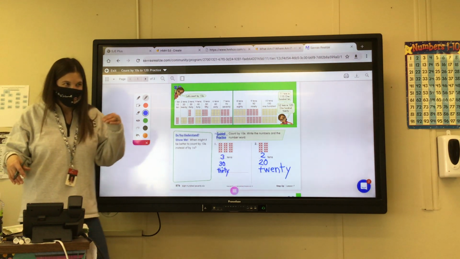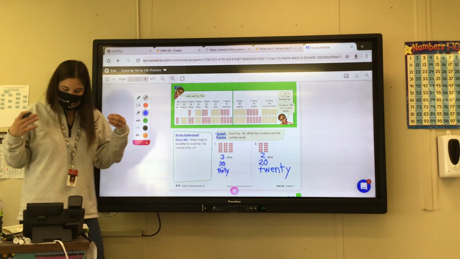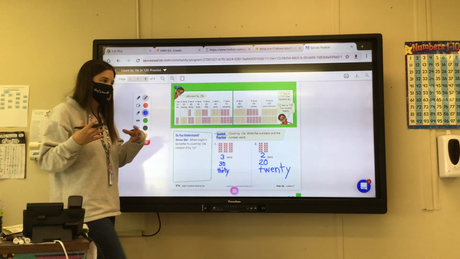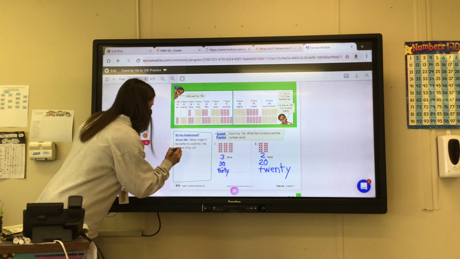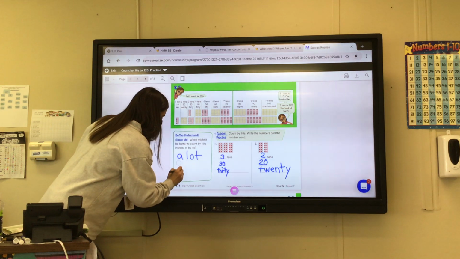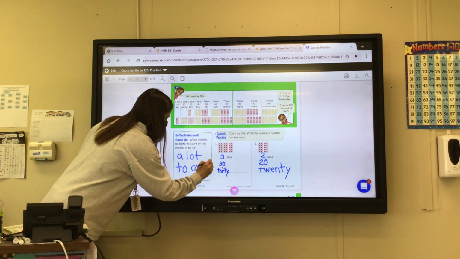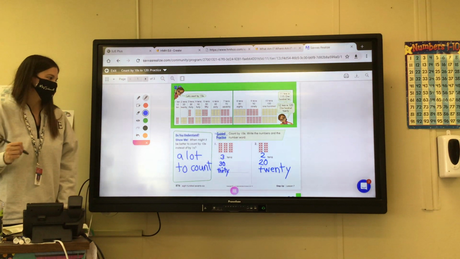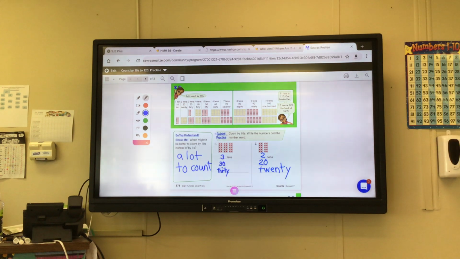Okay, so I liked what Madeline said, if you're in a rush, yes, count by 10s. But also if there are a lot of things, you can make groups of 10s. So when there is a lot, you could just write a lot to count. So when there's a lot to count, you can count by 10s. It makes it go faster. So we count by 10s. It helps me count faster.